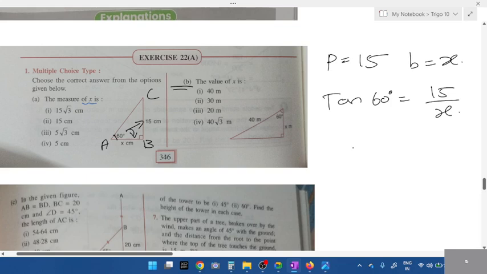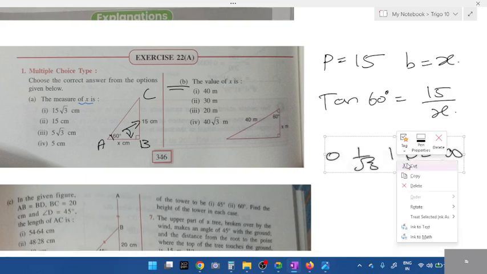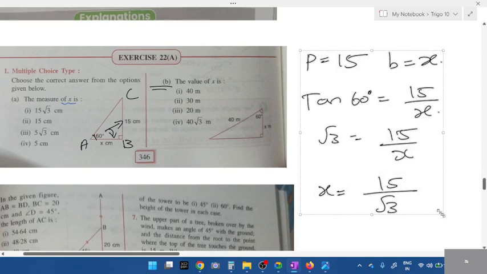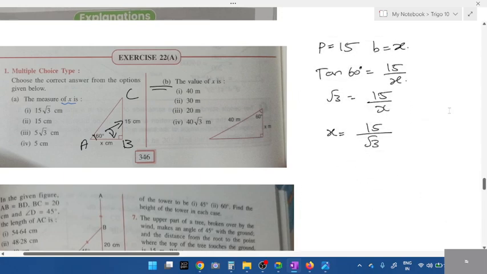How much is tan 60, students? By now you all should have told. You should be quick. What are the tan values? 0, 1 by root 3, 1 and root 3. So what is tan 60? Tan 60 is root 3. So I'll write root 3 is equal to 15 by x. If I want to find the value of x, what happens to root 3? It gets divided, right? It gets divided.